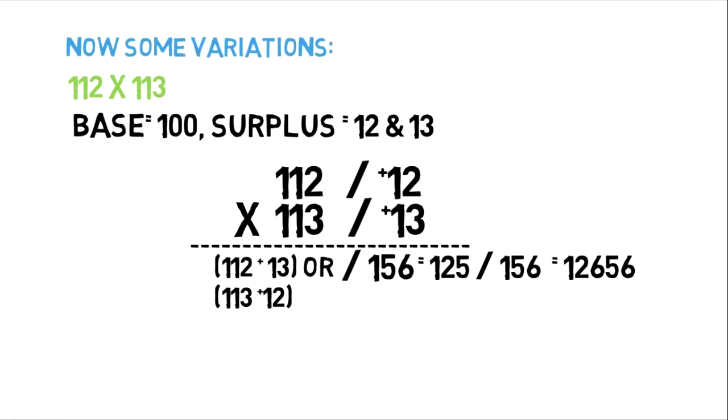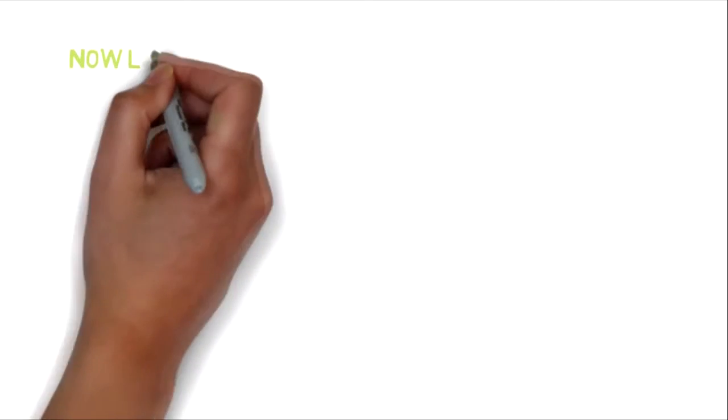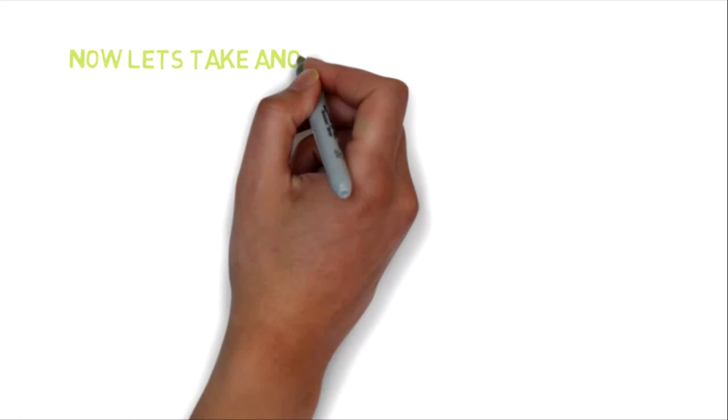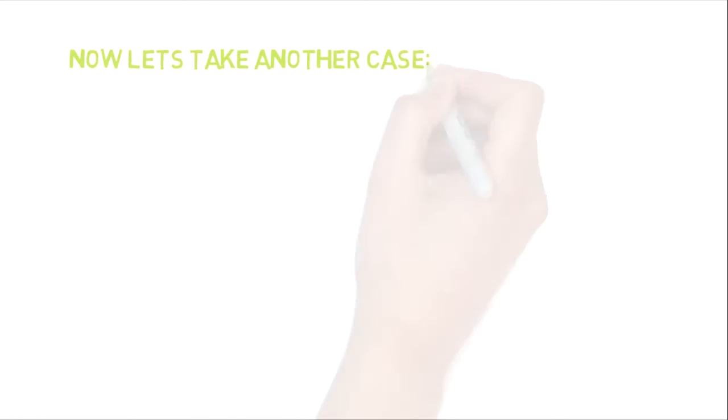Now why is it 12656? See, 156 is written as 100 plus 56, and the 100 is carried over to the left hand side, which increases the value of 125 by 1, because the value of 100 on the right hand side when carried forward to the left hand side has a value of 1, and vice versa. Now this was one variation. It's a bit hectic, I know. If you find any difficulty, just pause the video, rewind it, and watch it again. When you are clear, just go forward.